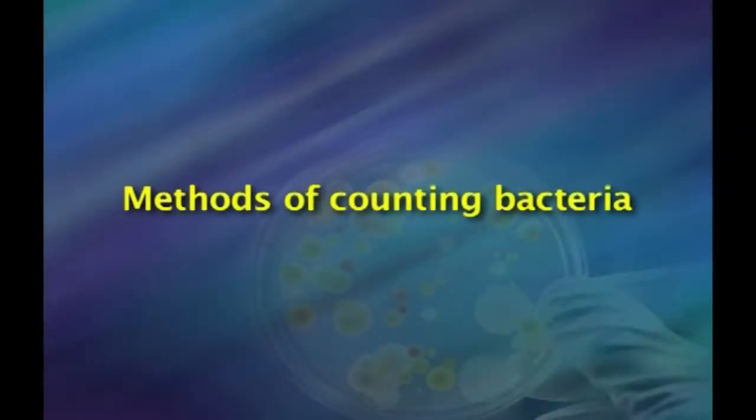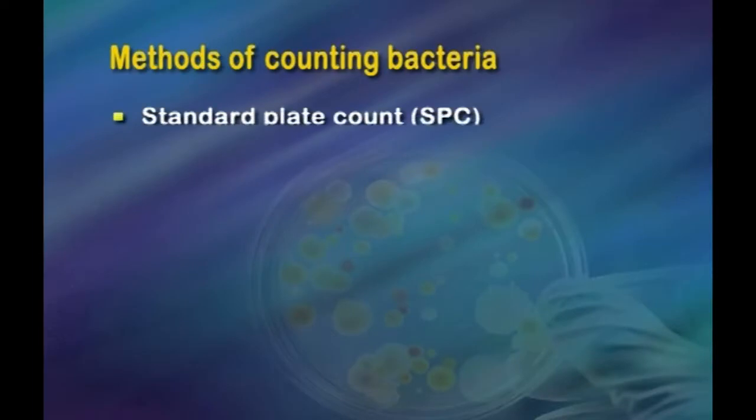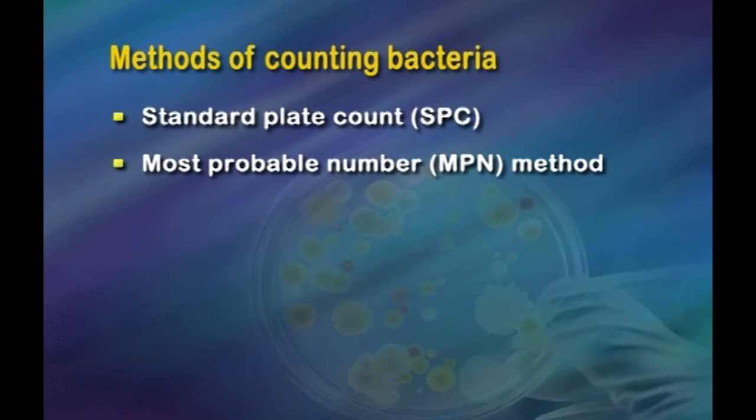Now we understand the methods of counting bacteria. Basically, there are two standard methods of counting bacteria. One is the standard plate count, that is the SPC method, and the second one is the most probable number method, that is the MPN method. Either technique can be used with selective or non-selective media. The method of choice depends largely upon the number of bacteria to be counted in the sample.